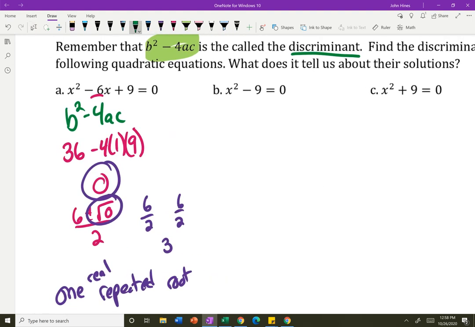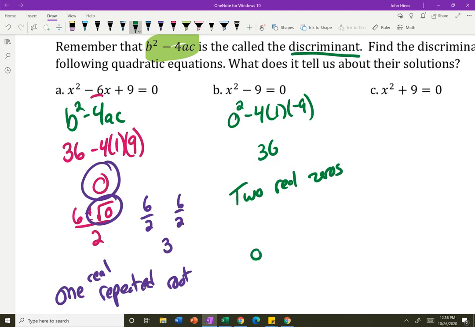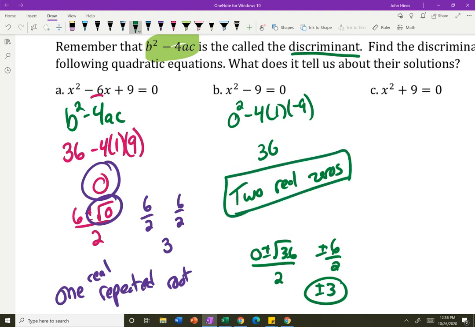Let's try it again here. Notice, there's no b term. The b term is missing, so 0 squared minus 4 times 1 times negative 9. That's what I'm typing into my calculator here. Negative 36. So this tells me that I have 2 real zeros because I have 0 plus or minus the square root of 36 over 2. So I have plus or minus 6 over 2 gives me positive or negative 3, which I could have got if I did difference of squares. But what this tells me is I have 2 different real zeros. I have positive 3 and negative 3. So when the discriminant is 0, you get one repeated root. Any positive number, you're getting 2 real zeros.